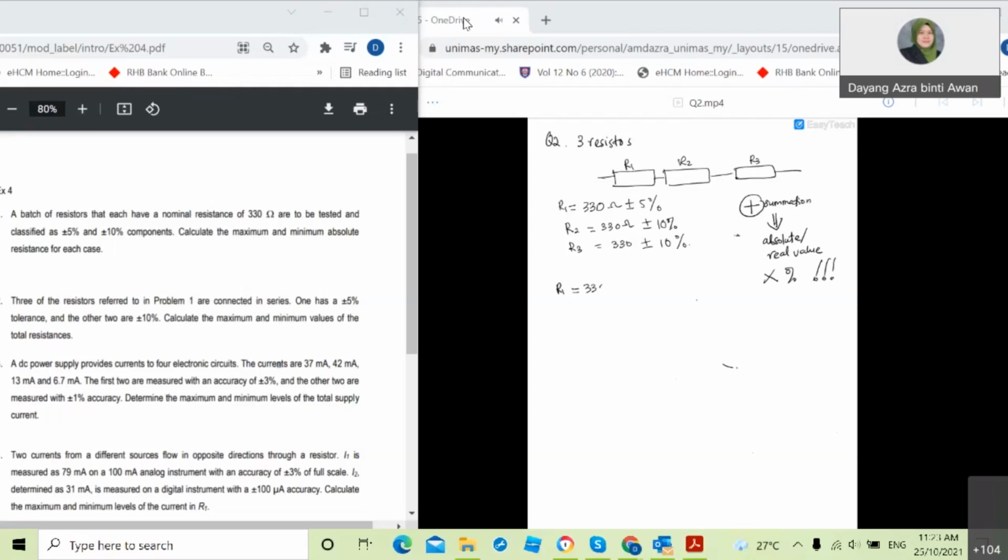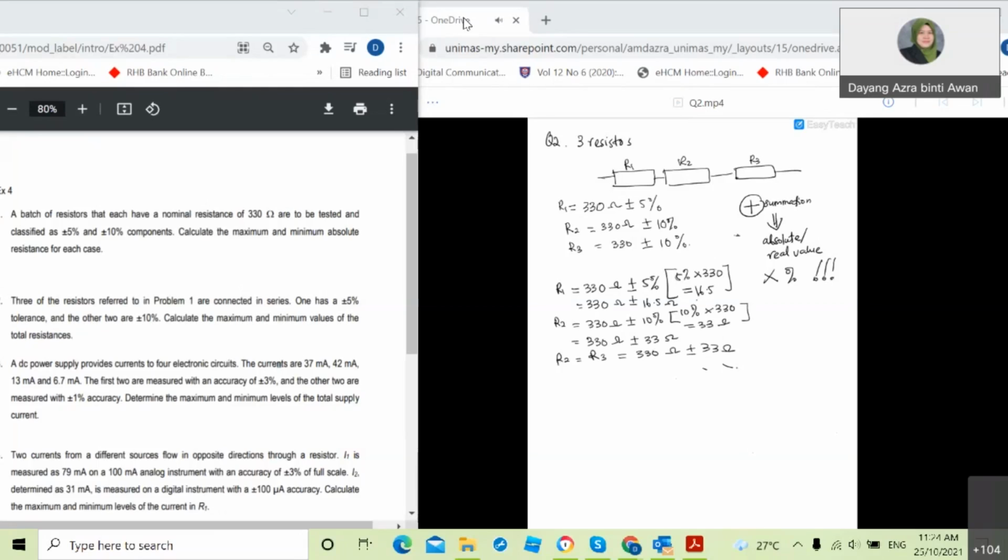So R1 is equal to 330 ohm plus minus 5%. So 5% out of 330 ohm is equal to 16.5. So R1 is equal to 330 ohm plus minus 16.5 ohm. So R2 is 330 ohm plus minus 10%. So we have 10% out of 330, around 33 ohm. So R2 is 330 ohm plus minus 33 ohm. So R2 is equal to R3. We have the same value of the resistor and also the tolerance value.